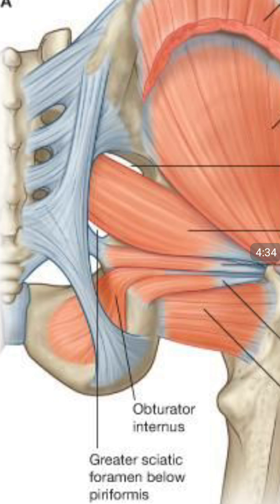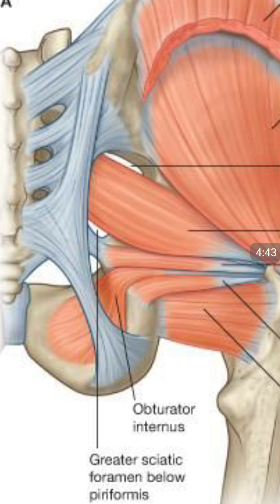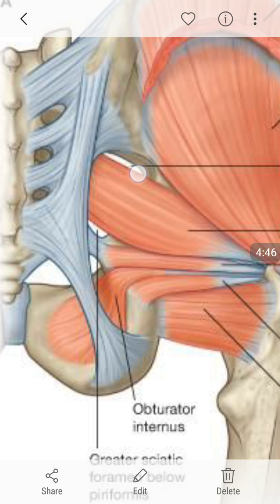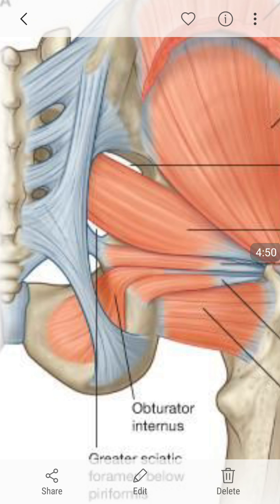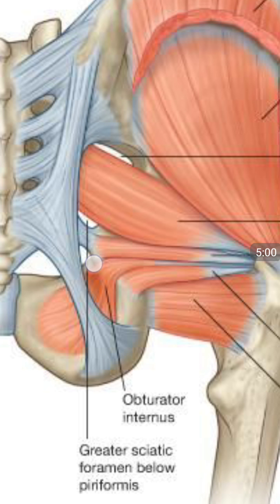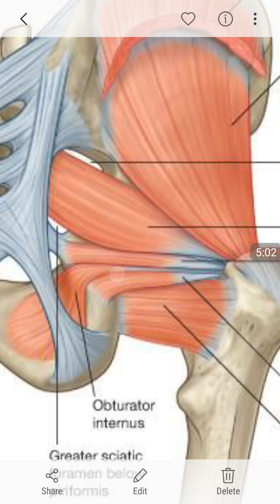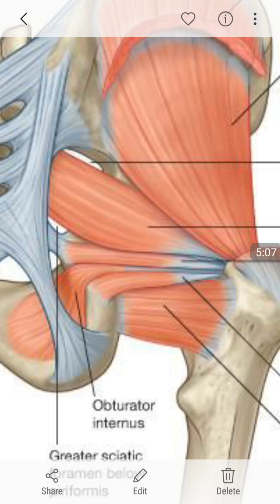This piriformis muscle is broad enough that it almost completely fills the greater sciatic foramen, leaving just a small space around it for the other structures to come out. And here you see the obturator internus, which comes out through the lesser sciatic foramen and is inserted into the trochanteric fossa along with the superior gemellus and inferior gemellus.